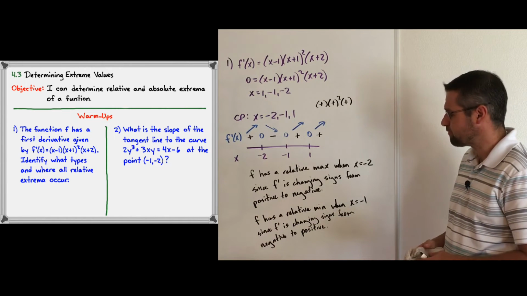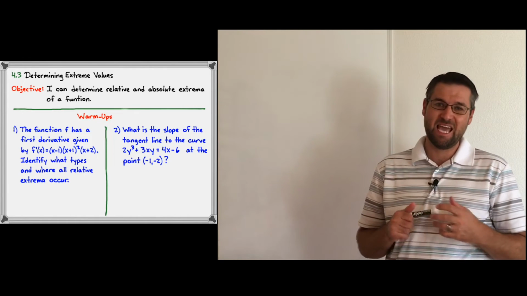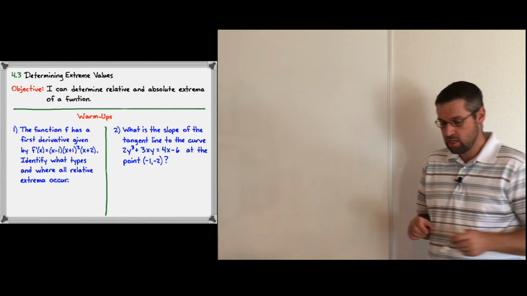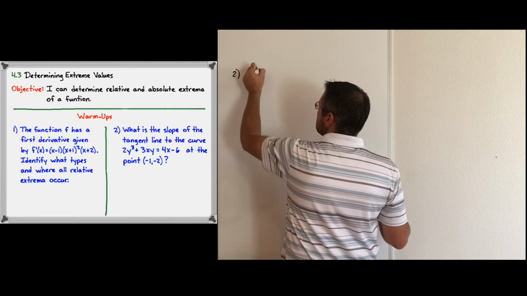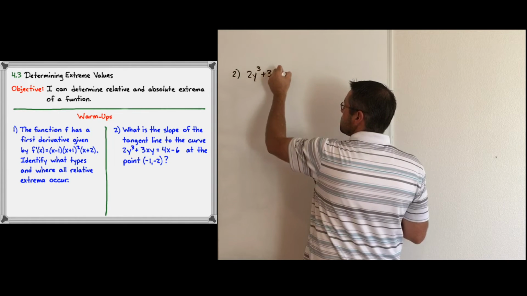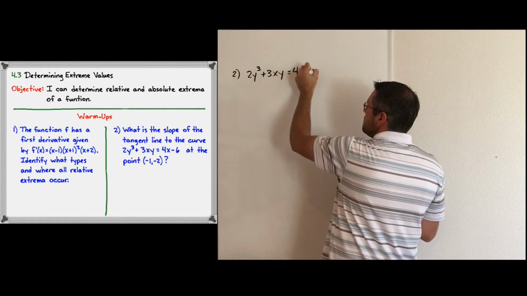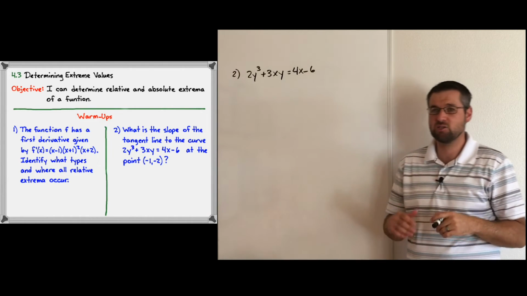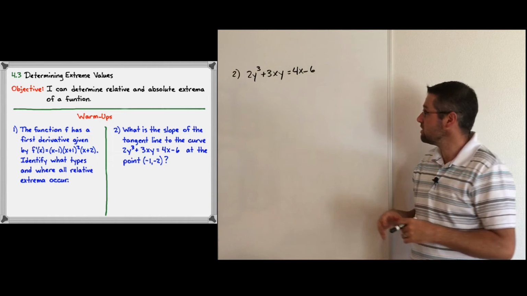Okay, for number 2, we're looking for the slope of the tangent line of this equation 2y cubed plus 3xy equals 4x minus 6. So let me go ahead and write that down here. We got 2y cubed plus 3xy equals 4x minus 6. So this is not a function. This is an equation that relates x and y. So we're going to get some sort of graph that's not a function, basically.